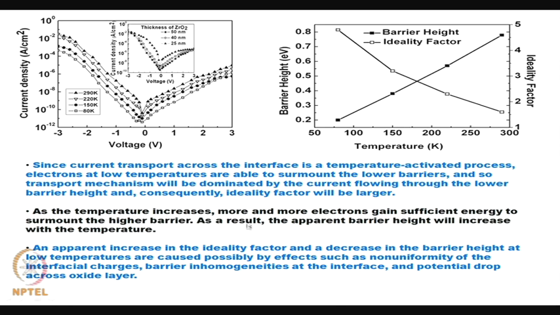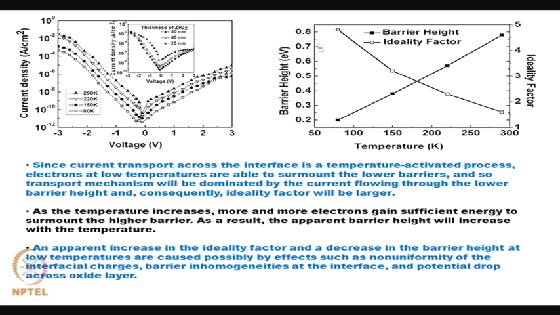As the temperature increases, more and more electrons gain sufficient energy to surmount the higher barrier, and as a result the apparent barrier height will increase with the temperature. So, we see that the barrier height increases with temperature.